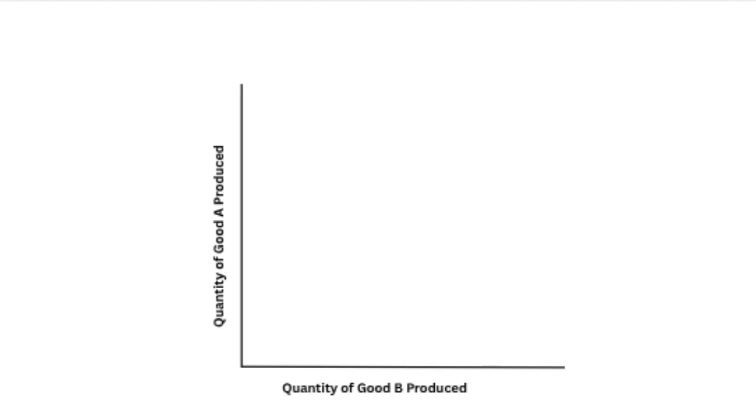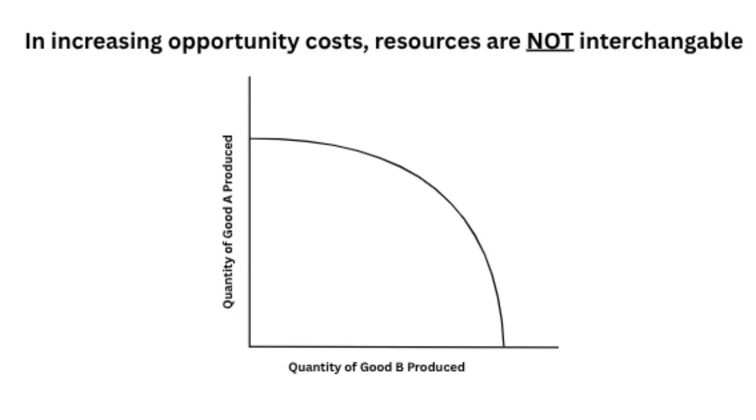On the y-axis, we have the quantity of good A that's been produced, and on the x-axis, we have the quantity of good B that's been produced. So the most common PPC that you're going to see is when the graph is kind of curved out like a bow. And this is because of increasing opportunity cost. As you make more of one good, you give up more and more of another. And this is because resources are not perfectly interchangeable.